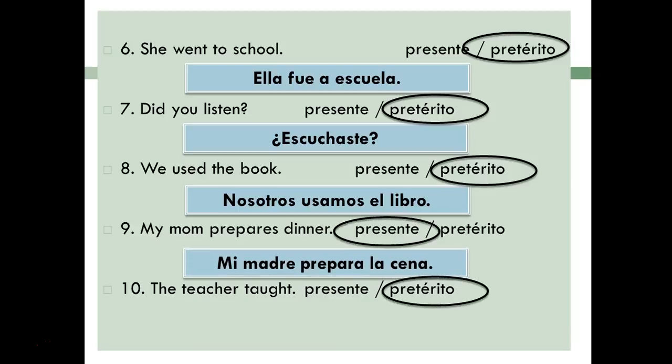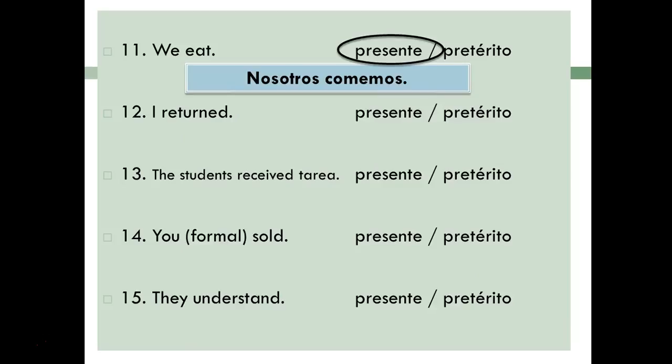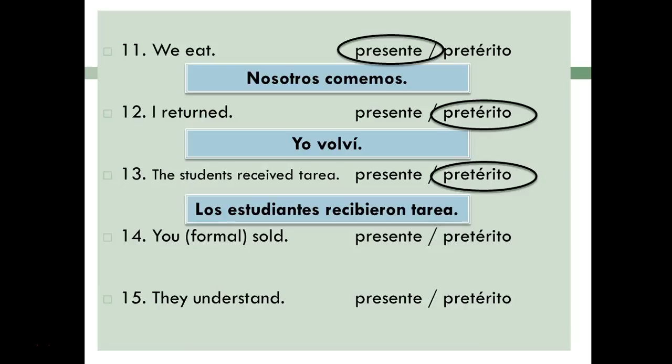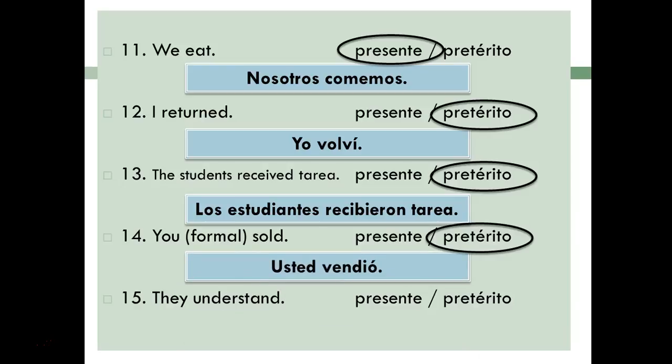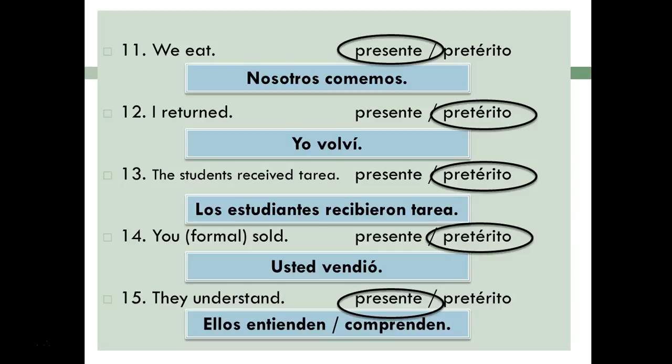The teacher taught. Pretérito. El profesor enseñó. We eat. Presente. Nosotros comemos. I returned. Pretérito. Yo volví. The students received homework. Tarea. Pretérito. Los estudiantes recibieron tarea. Pretérito. You, formal, sold. So that's going to be usted vendió. They understand. Presente. Ellos entienden or ellos comprenden.